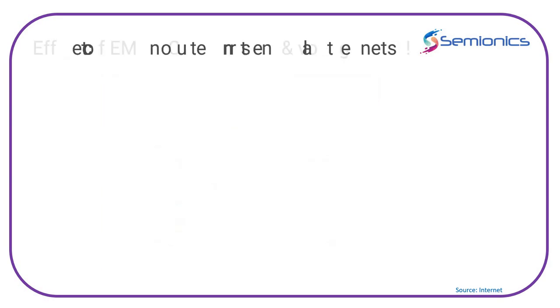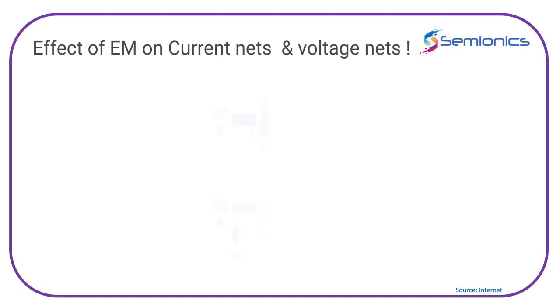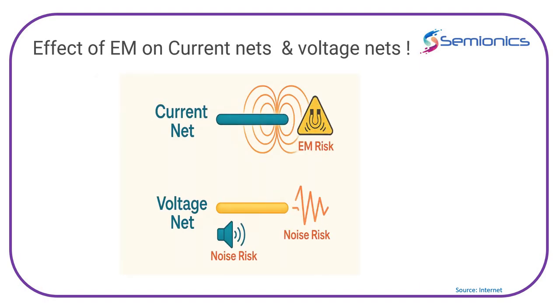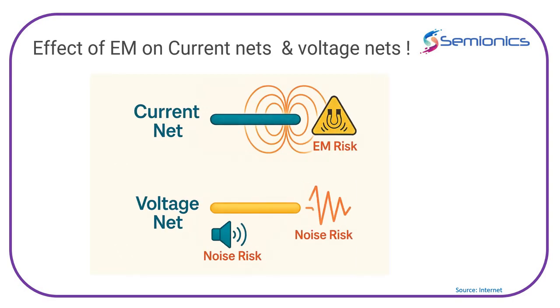How does electromigration affect current nets versus voltage nets? Let's start with current nets. Electromigration, or EM, is a big concern here. Why? Because it's current density that causes metal to wear out over time, leading to failures you definitely don't want. But when it comes to voltage nets, they typically carry very little current, so EM isn't the main worry. The real threat? Noise coupling, substrate injection, and voltage drift. So remember, for current nets, it's EM. For voltage nets, it's noise. Two nets, two very different risks.